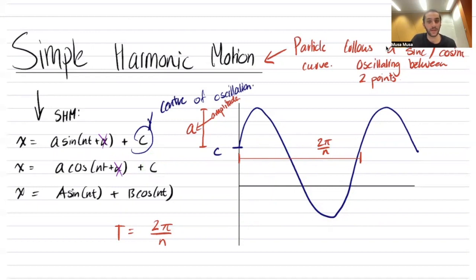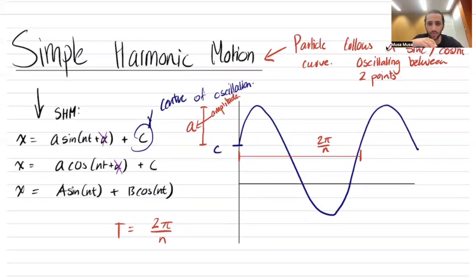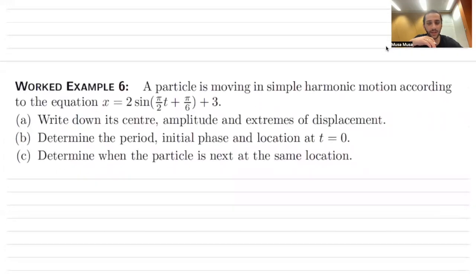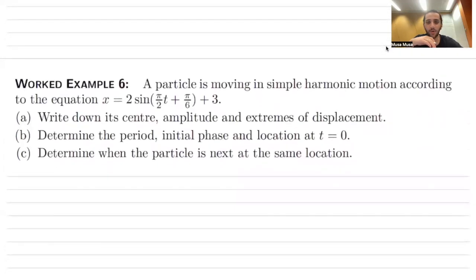Okay. Now, do I have any other points to make? No. I think what's worth doing is just going through a question, and that'll help us gauge what each of these different parts of the formula mean. So worked example 6. Okay, that's not good. That just went away.